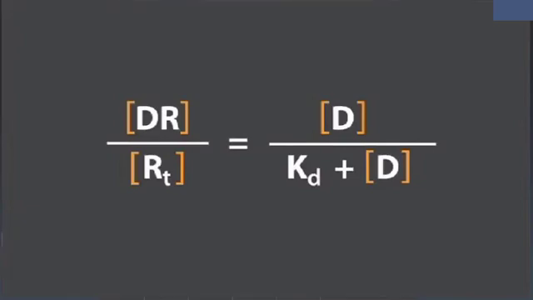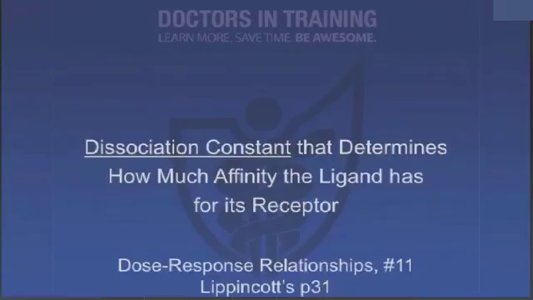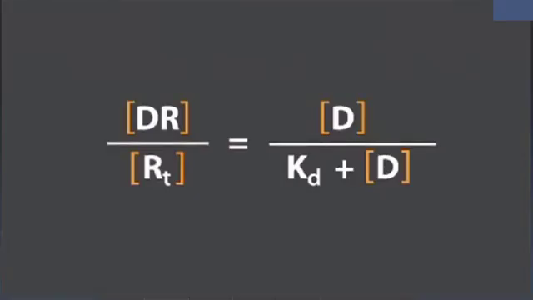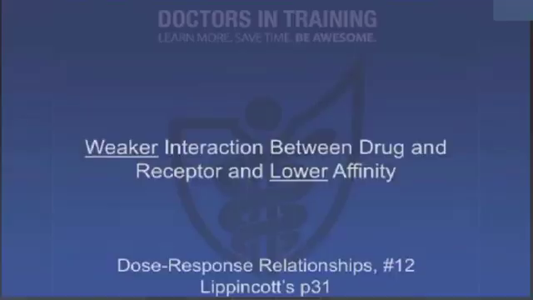First of all, Kd is called the dissociation constant of the drug from the receptor. It determines how much affinity the ligand has for the receptor. So a high dissociation constant, a high Kd, means a weaker interaction between the drug and the receptor, and it has a lower affinity. If you have a low Kd, that means it's a higher affinity. The receptor is going to bind really tightly to that ligand.